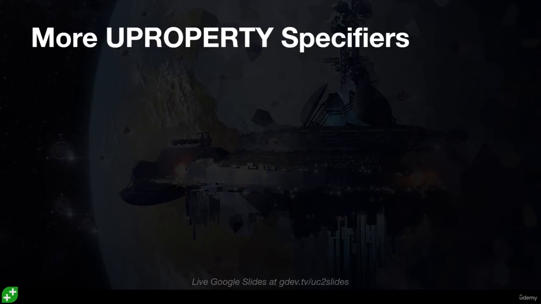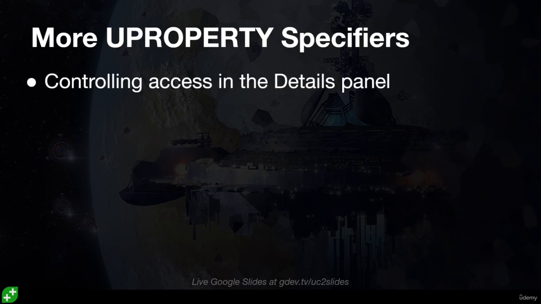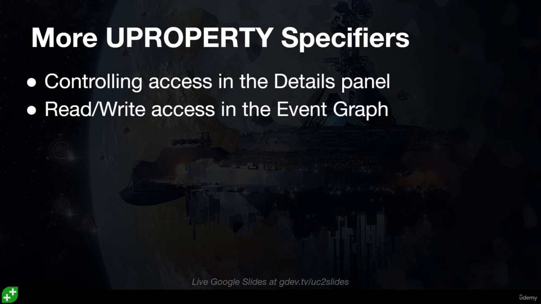Hey, welcome back. In the last video, we learned a few UPROPERTY specifiers that allow us to expose our C++ variables in certain ways to the details panel in the blueprints. In this video, we're going to learn some more specifiers that allow us to have more control over access to those variables in the details panel. We're also going to talk about how we can allow read or write access in the actual event graph for a particular C++ variable. So let's dive right in.